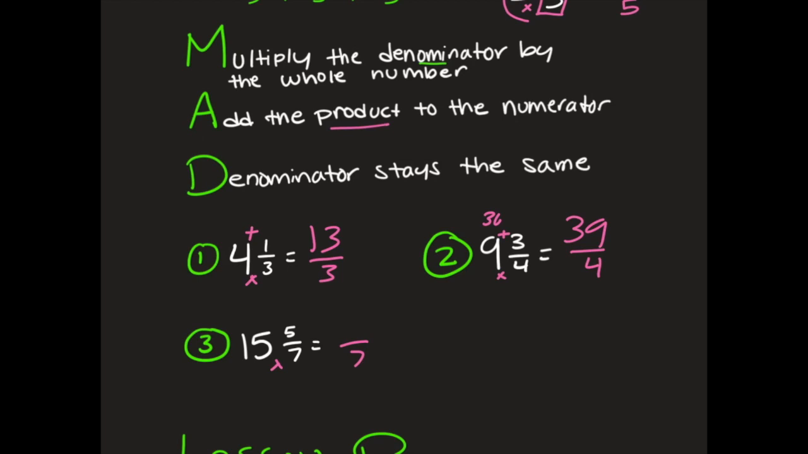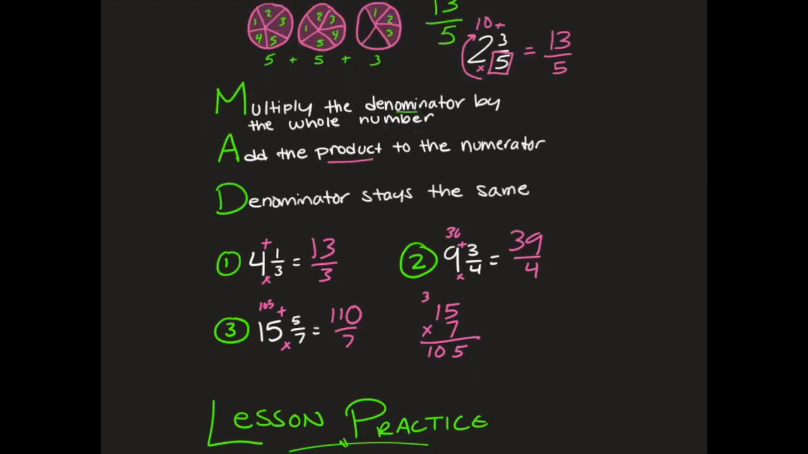7 times 15, then I'm going to add the 5. I don't have my 15s memorized, so it's okay to come over here and say, okay, 15 times 7. 7 times 5 is 35. 7 times 1 is 7, plus 3 is 10. So I have 105, plus 5 is 110 over 7. So multiply, add, denominator stays the same.